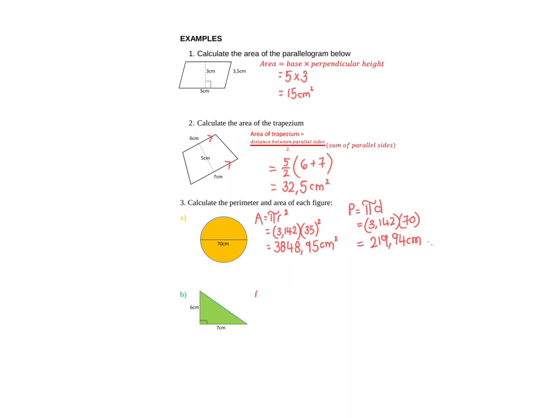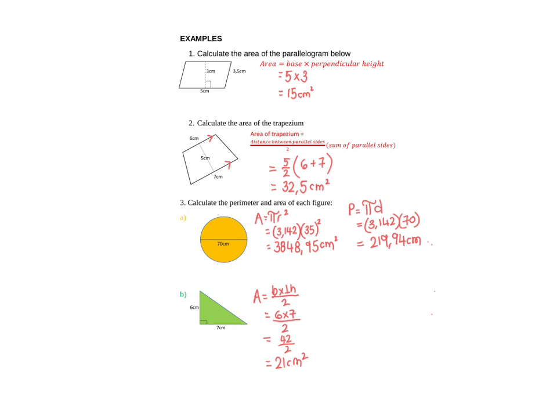Okay, on to B. The area of a triangle is base times perpendicular height divided by 2, and so that gives you 6 times 7 divided by 2, which is 42 divided by 2, and that is 21 centimeters squared. And the perimeter is, of course, by adding all the side measurements. But let me just tell you something here. Do we have all the sides? No, we don't. We have 6, we have 7, but the hypotenuse is missing. Lucky for us, this is a right angle triangle, and we're able to work out the missing side length.